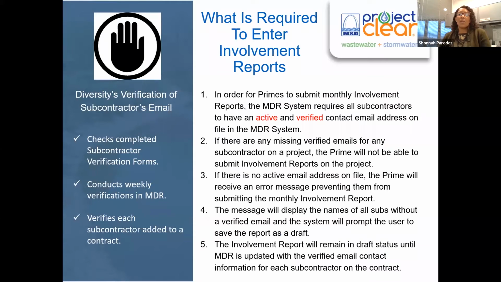So once the payment audit module is implemented, in order for a prime to successfully submit an involvement report, this is what needs to happen. First, there must be an active and verified contact email address on file for each sub on the contract. Active means there is a valid email address on file in MDR that payment notifications can be sent to.